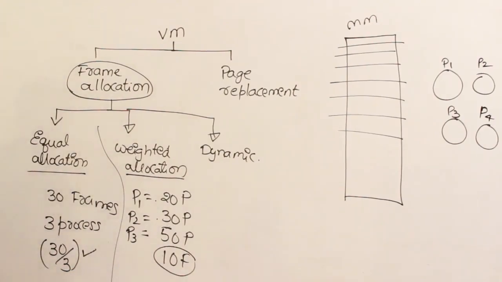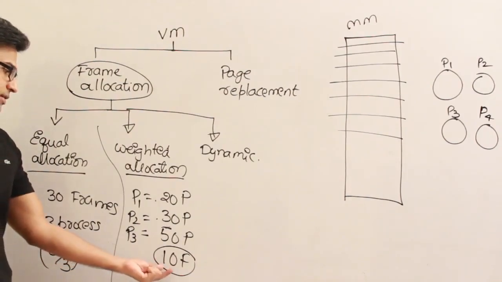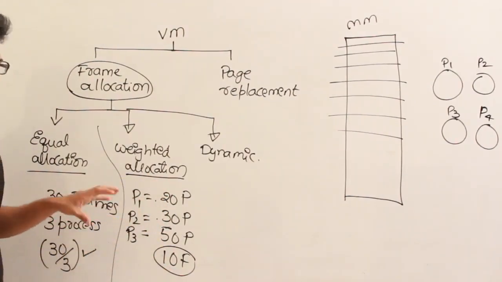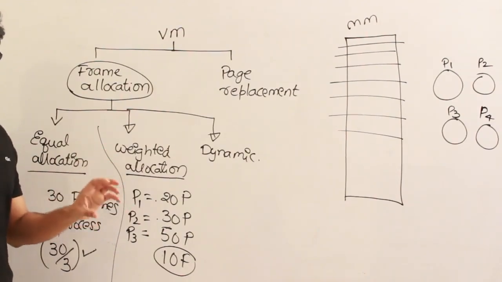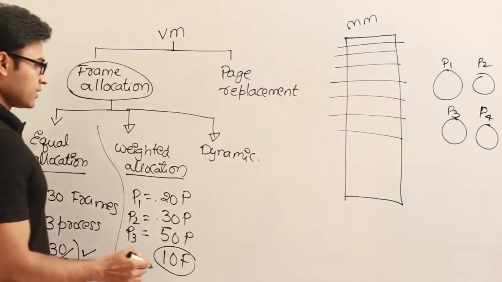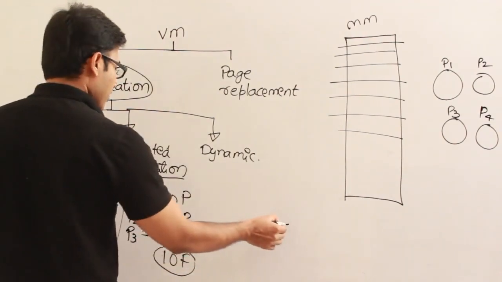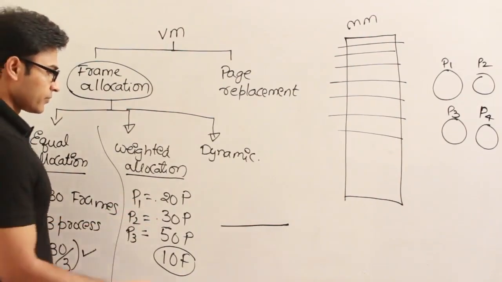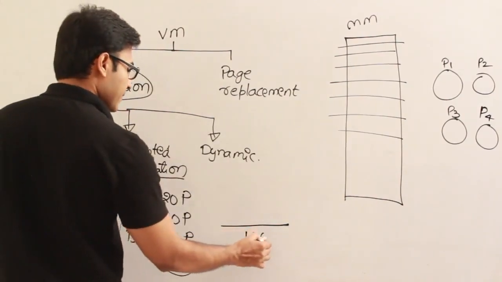Then I don't want to go for equal allocation. If I go for equal allocation, I should actually give maybe 3, 3, 3 to all of them, right? But I don't want to do that. I want to give more frames to a process whose size is big. So what I do is something called weighted allocation. For that, I'll add up the total requirement. What is the total requirement? 20 plus 30 plus 50, which is 100 pages, right?